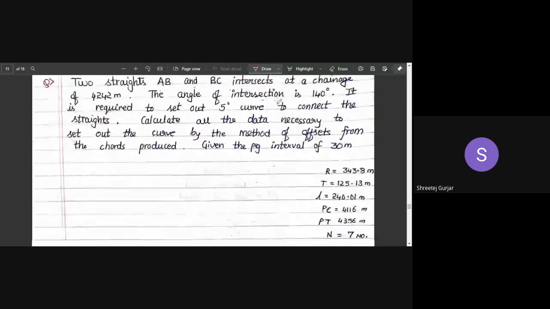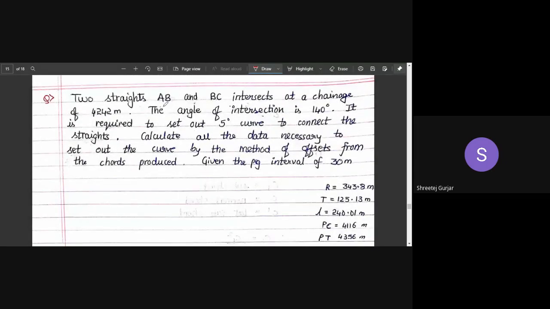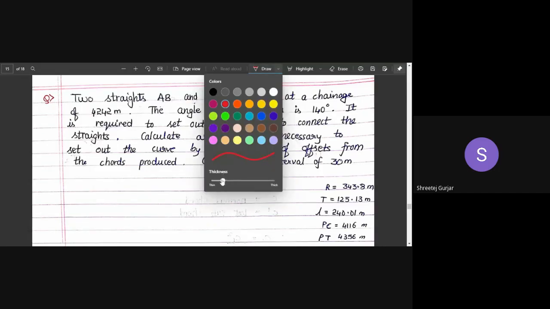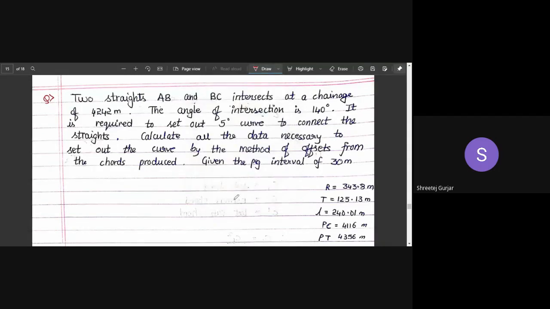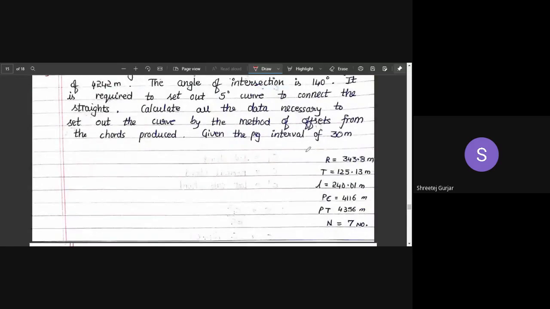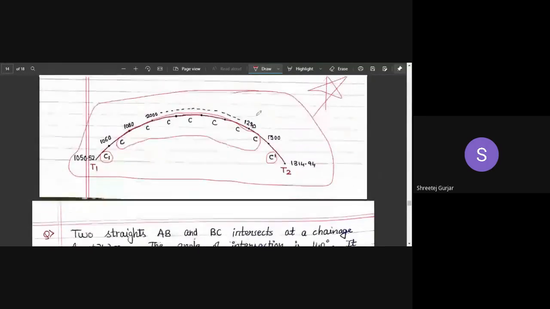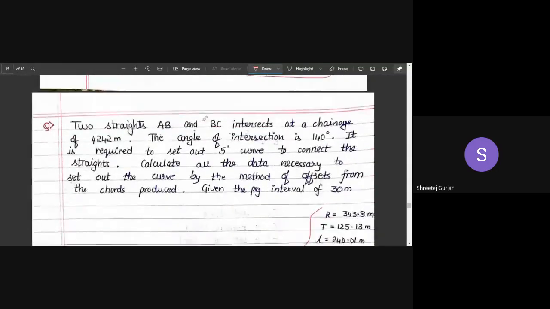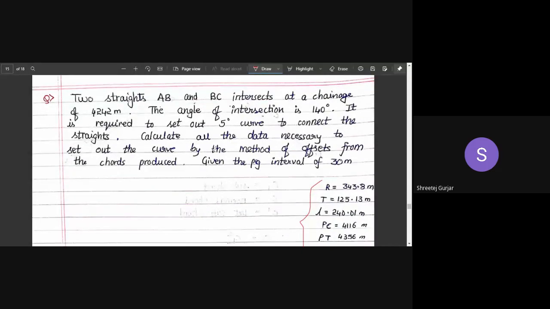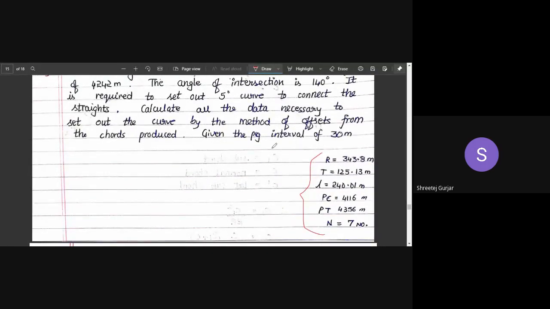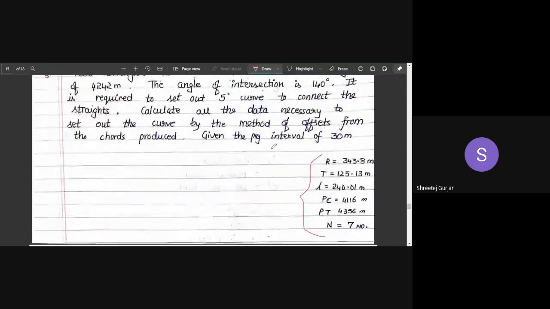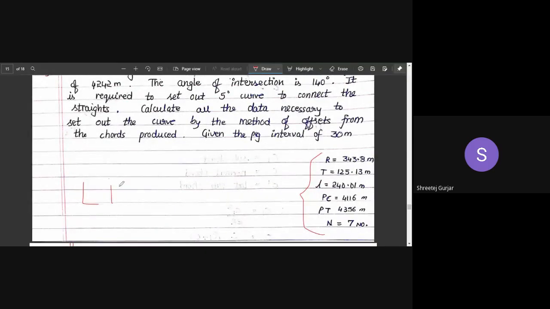Similarly, I have one more problem for your practice, which I am showing on the screen. You can practice this as homework, and if you have any doubts, you can let me know. I have also provided the answers for your reference. You can apply the same method we used for the previous problem. So we are done with linear methods.